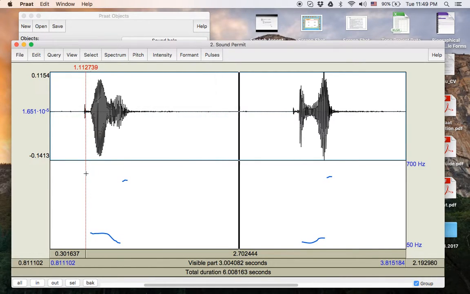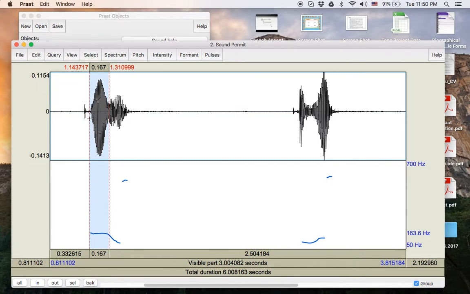Permit, permit. So that's how you turn this kind of impression into some kind of picture. You can tell the stressed syllable from looking at the sound wave right here, the dark place, and how high, how big this part is, and you can also look at it from the pitch level, which is shown by the blue line.